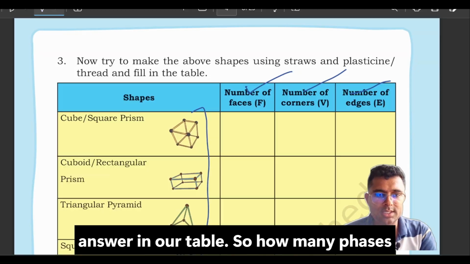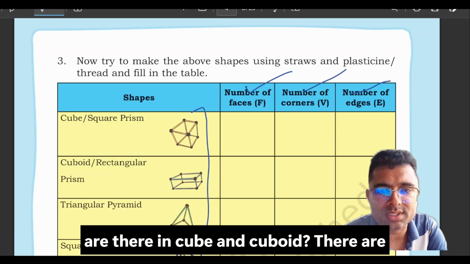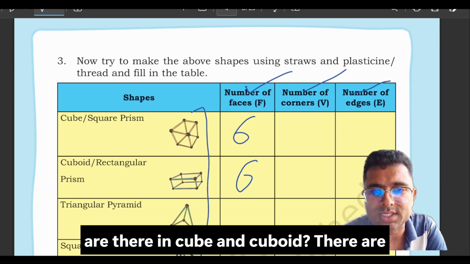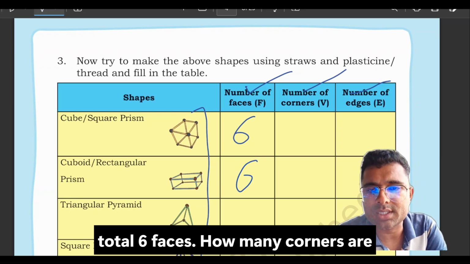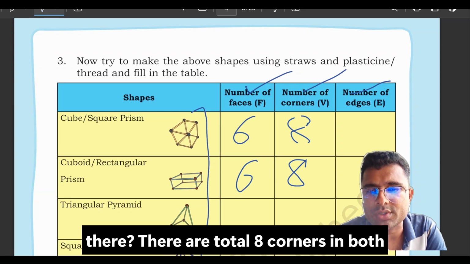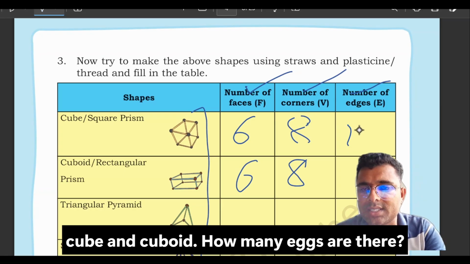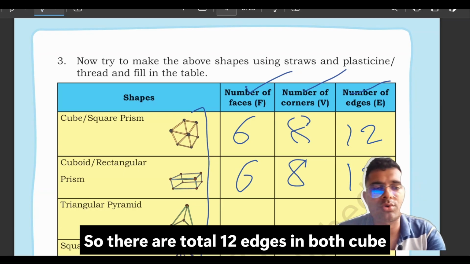Let's write the answer in our table. How many faces were there in a cube and cuboid? There are a total of 6 faces. How many corners are there? There are a total of 8 corners in both cube and cuboid. How many edges are there? There are a total of 12 edges in both cube and cuboid.